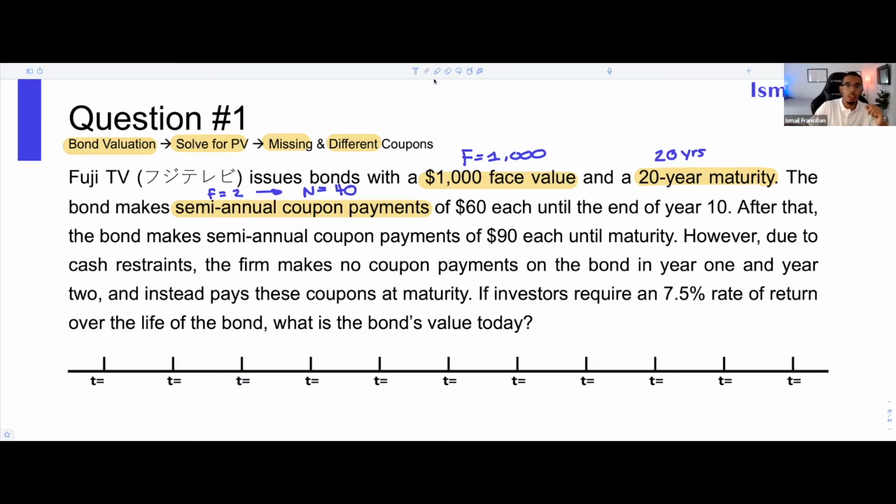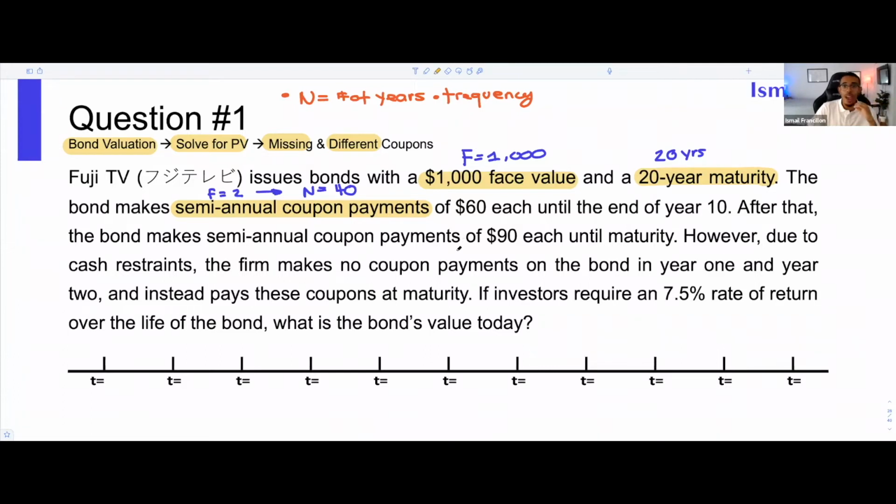Now I'm going to write a few rules at the top. Remember this: to find your N, all you have to do is take the number of years multiplied by the frequency. Remember that the frequency is the number of payments within a year. A simple way to look at this is that you'll be making essentially 40 payments if you were the bond issuer. Okay, so let's continue.